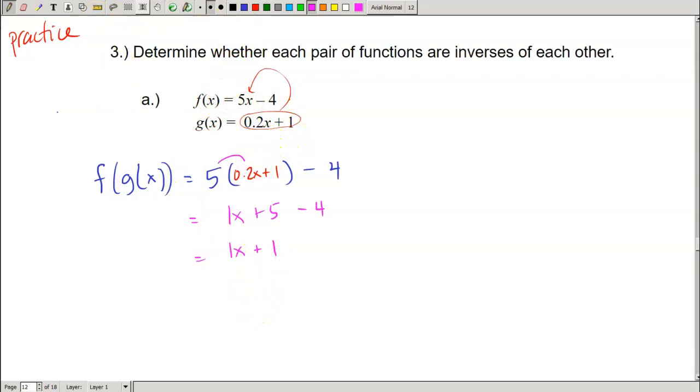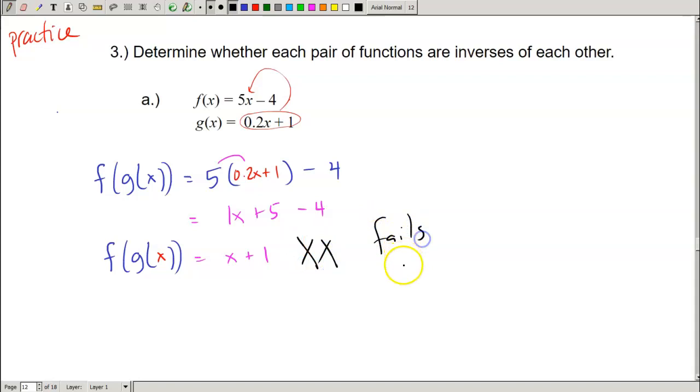So this right here is my final statement. I have f of g of x equals 1x plus 1. So I'm starting with x, and my output is not x, it's x plus 1. So this automatically fails the test. This fails. So therefore, these are not inverses at all. And you don't have to check the other way at all, because if one of them fails, then they're definitely not inverses.